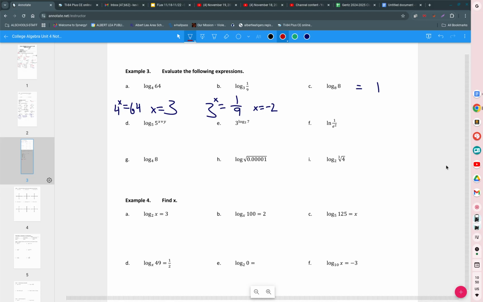So as I try to make this work for you guys as I teach it, watch how I rewrite this. You don't have to rewrite it, but just follow along. This is log base 4, and you said that 64 is 4 to the third power. So watch what happens. As I rewrite it like that, those cancel and give me 3. Look at this one. I have log base 3 of 3 to the negative 2. Those cancel, give you negative 2. This is log base 8 of 8 to the first power. They cancel, give you 1. So log base 5 of 5 to the x plus y gives x plus y.